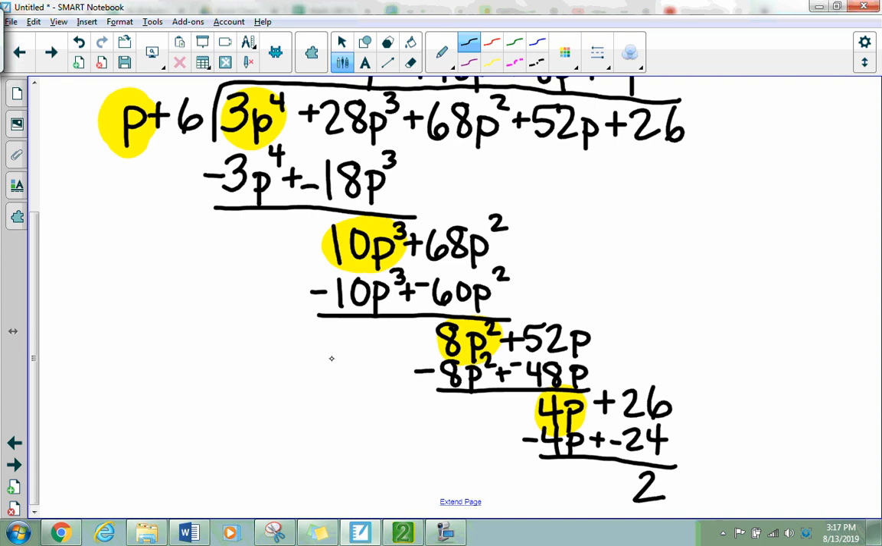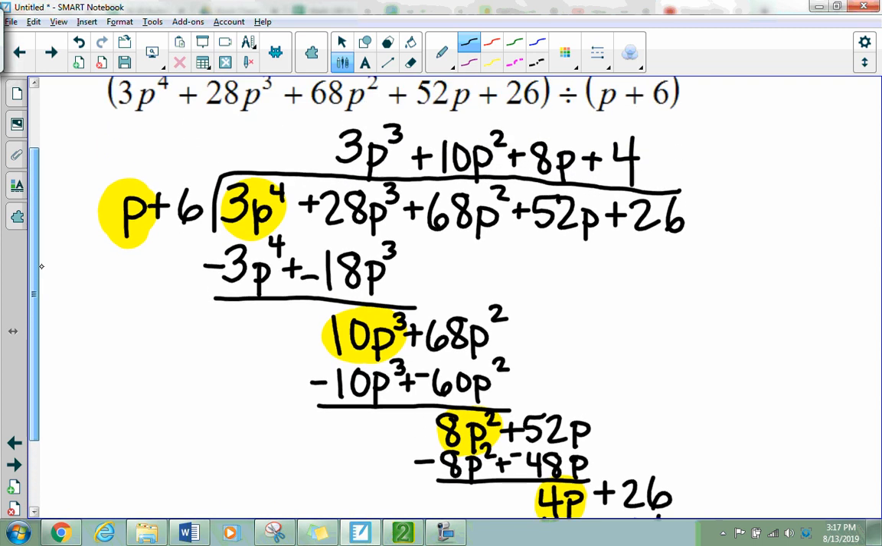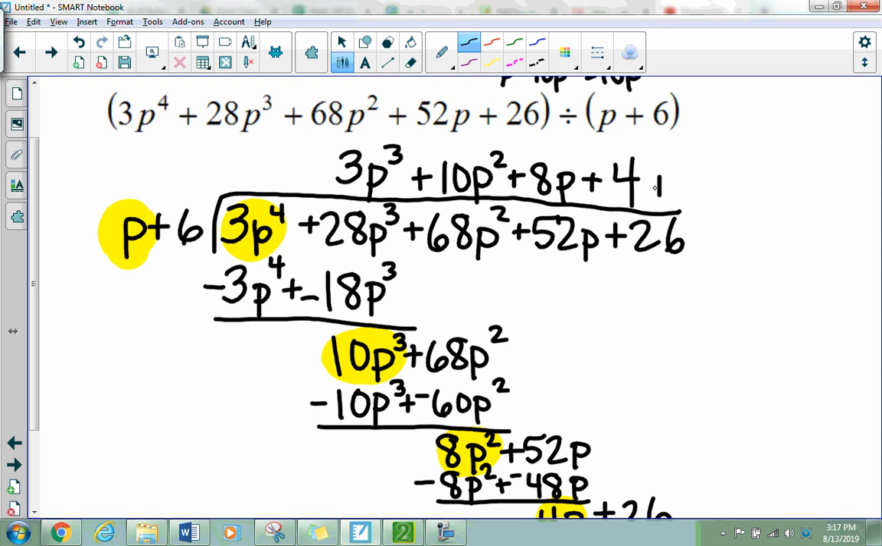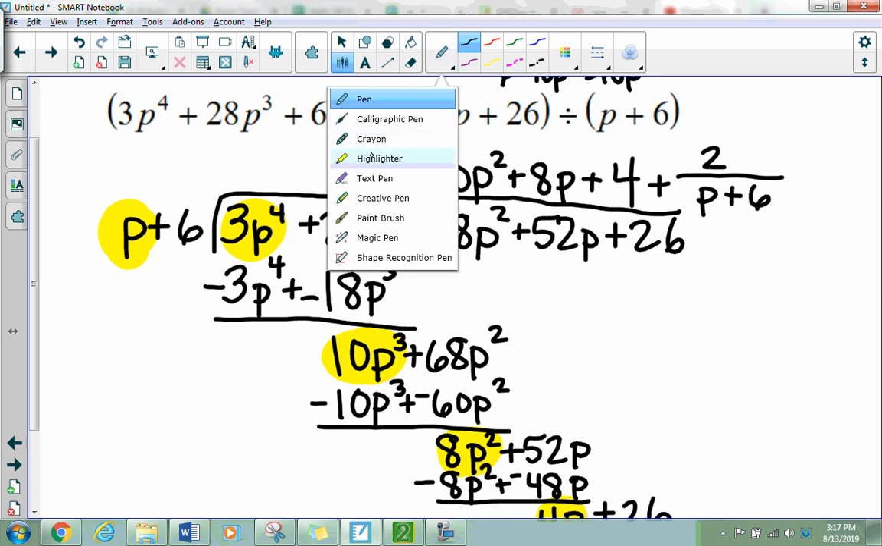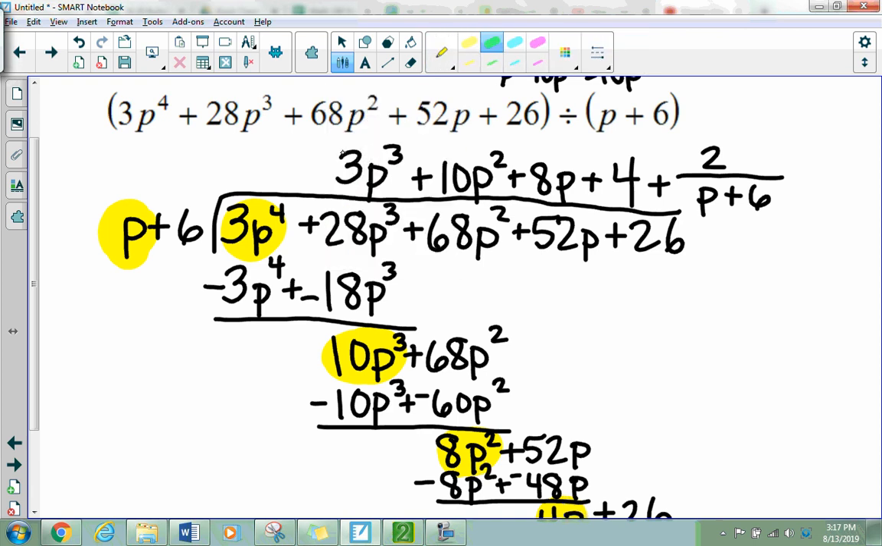So when you do have a remainder, here's what you do. You take that remainder, which in this case is a positive 2, and you add it as that remainder over whatever the divisor was. So in this case, it's 2 over p plus 6. And that's it. It's a long process, but that's why they call it long division. And so this would be the answer to the division of those two polynomials.